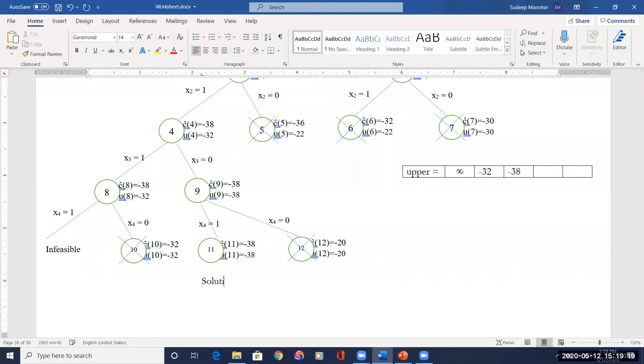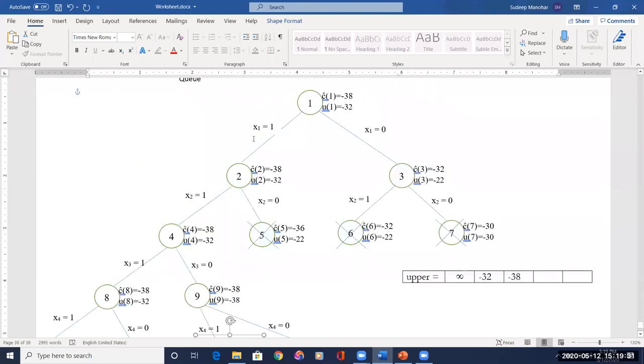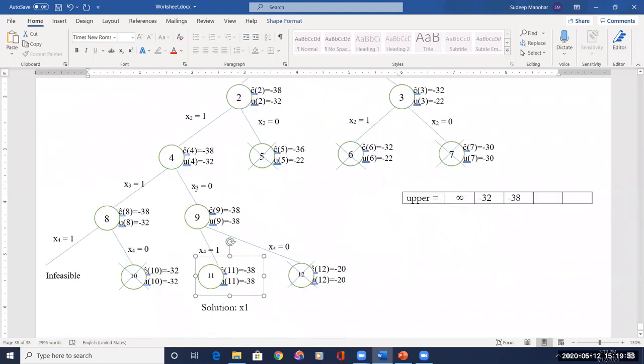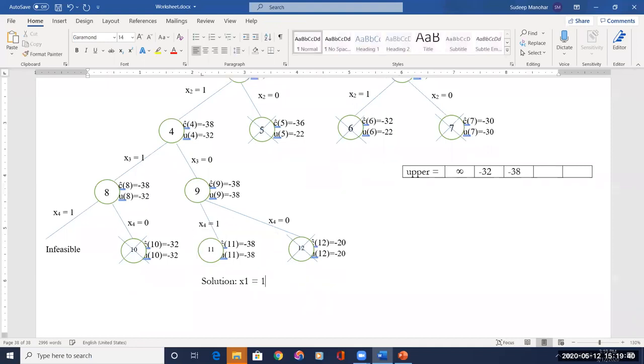So how to write the solution for this? Solution is x1. You have to check from node number 11 till the root node. You have to move along the path. So x1 is 1, x2 is 1, x3 is 0, x4 is 1. That means you are considering items 1, 2 and 4.